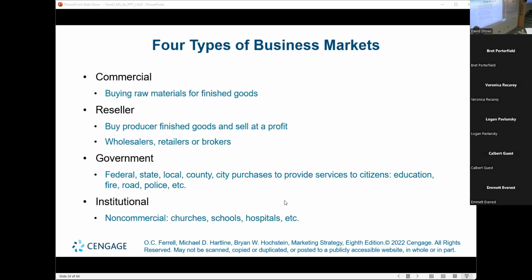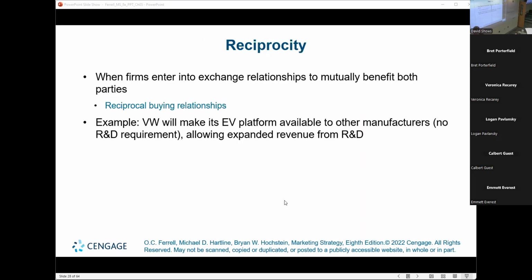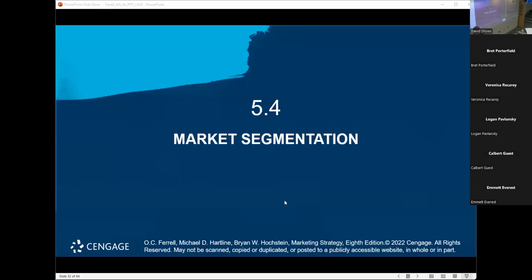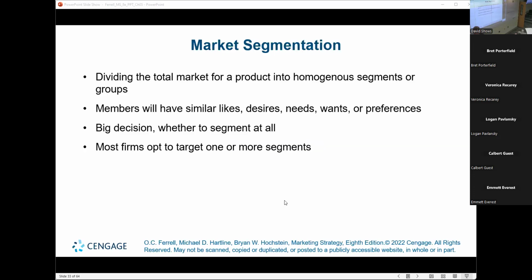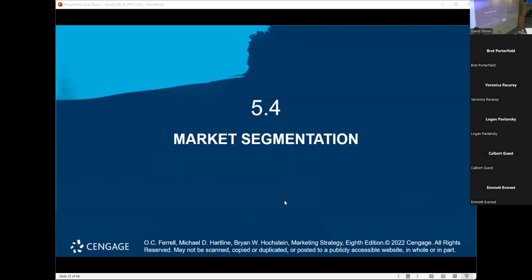So we're going to skip over buyer behavior. We're going to talk about market segmentation. Let's take a quick five and we're going to come right back.